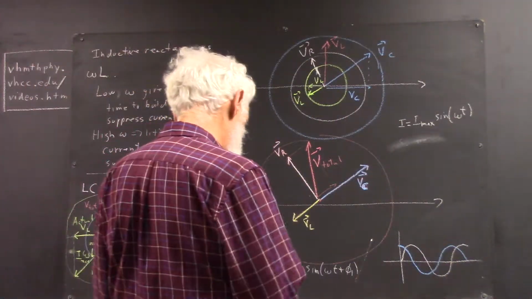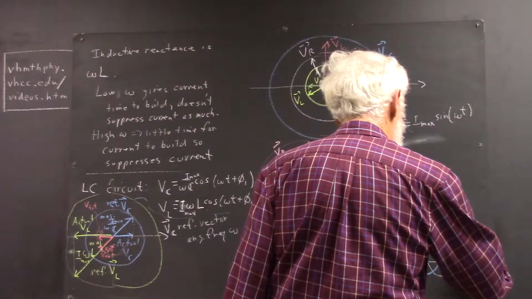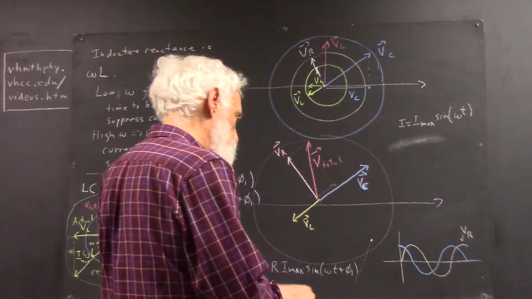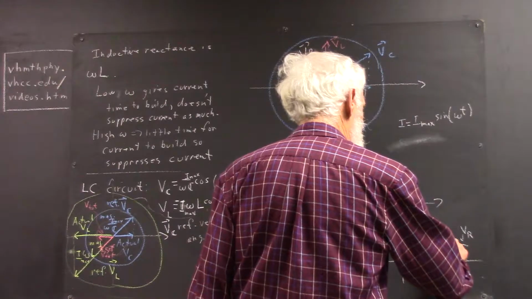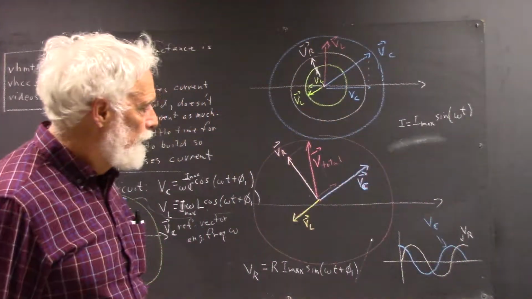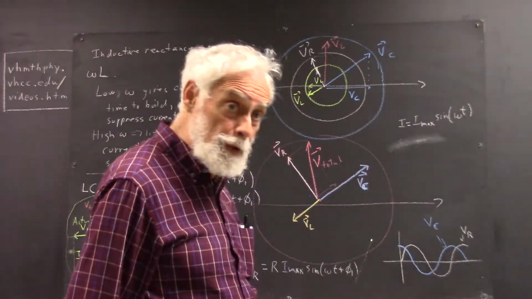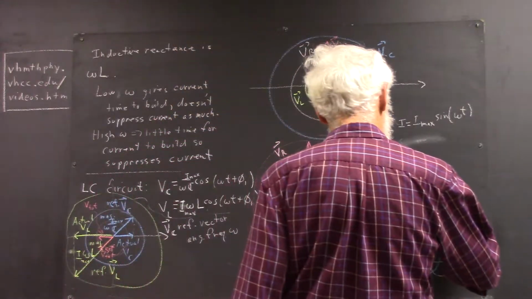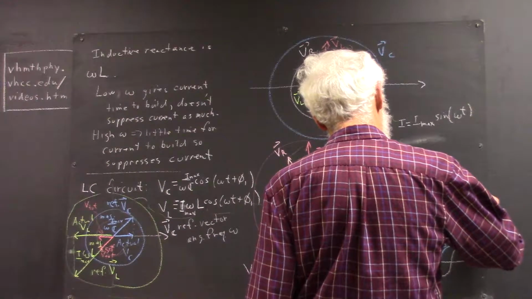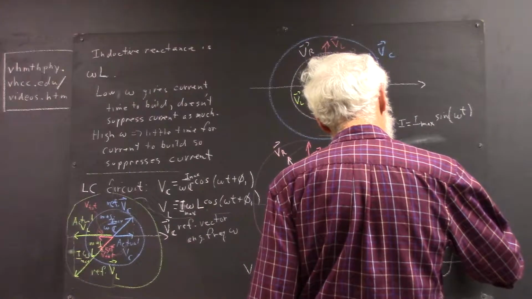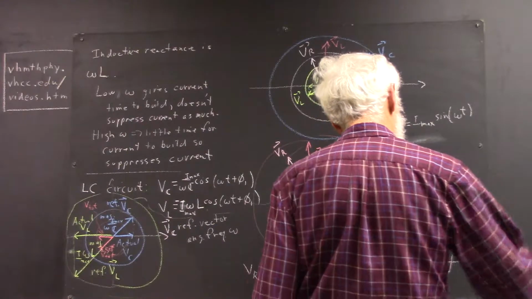So this will be your V sub R, and this is your V sub C, and it's pi over 2 or 90 degrees behind the V sub R, isn't it?